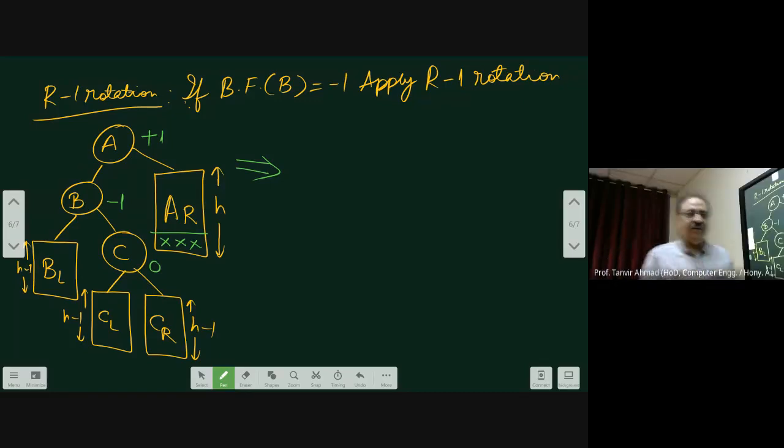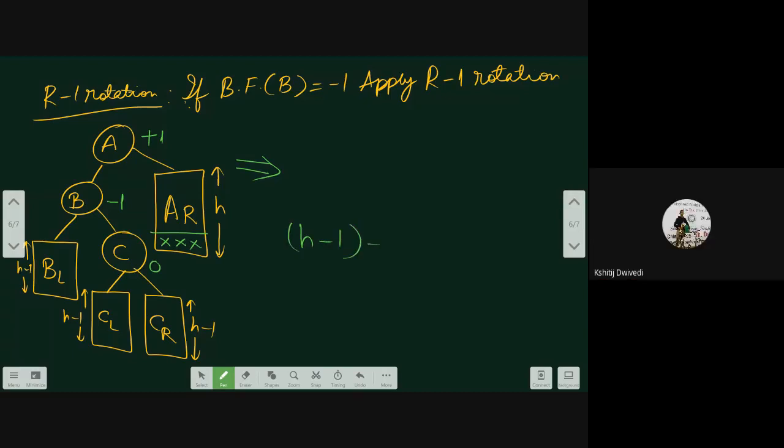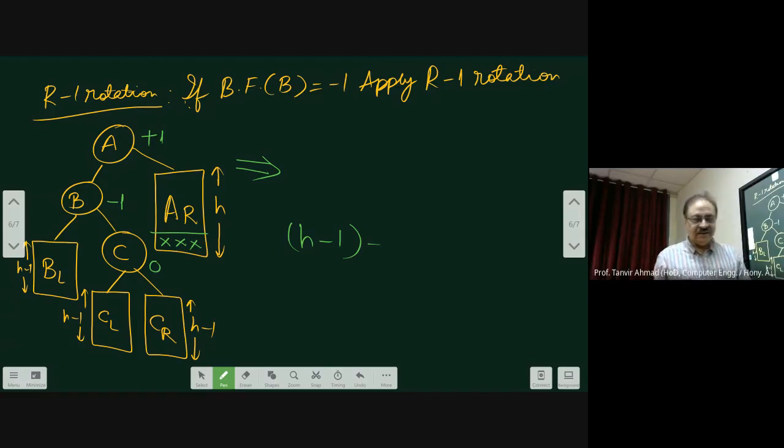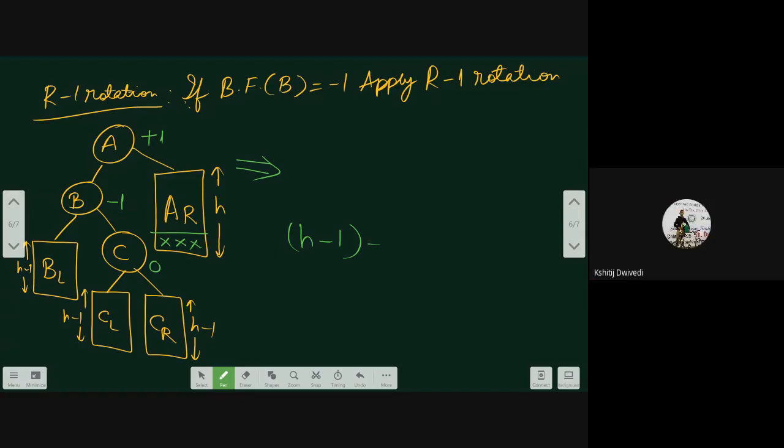See, what is the height of left? What is the height of left of B? It's h minus 1. Correct. And what is the height of right of B? Height of, sorry, right of B. Right of B, it's h minus 1.